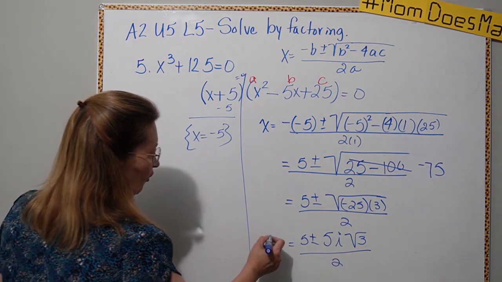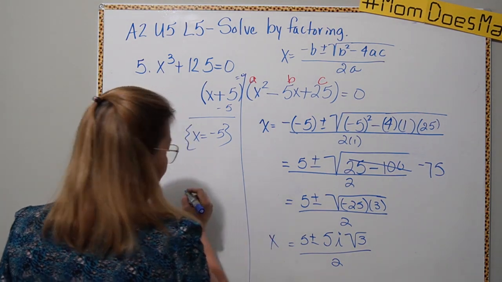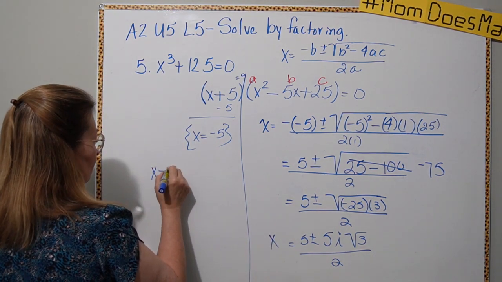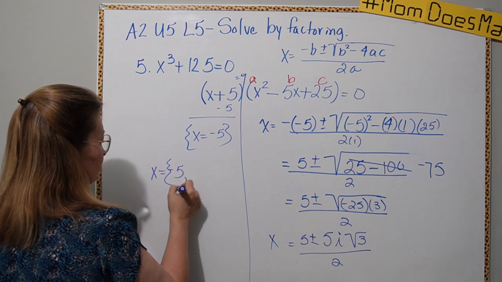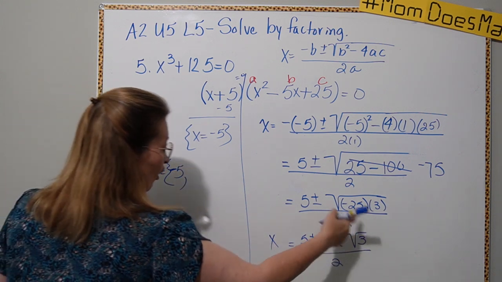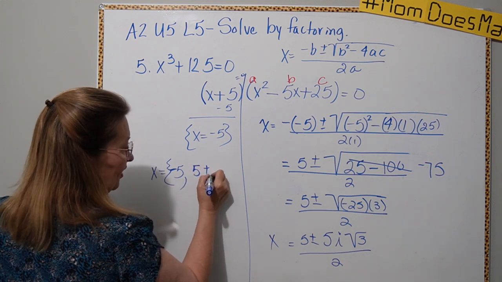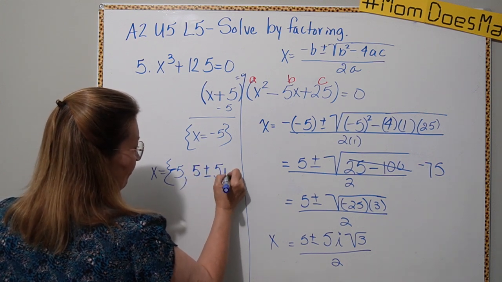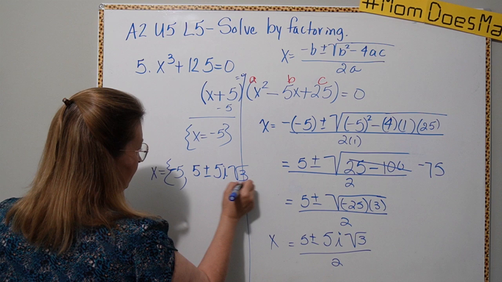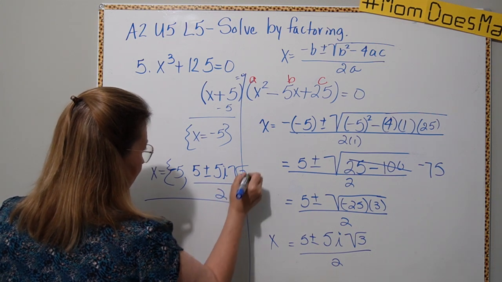All right, now here are both of your answers. You have x equals negative 5. That's the first one. And all of this is your second one: 5 plus or minus 5i square root of 3 over 2.